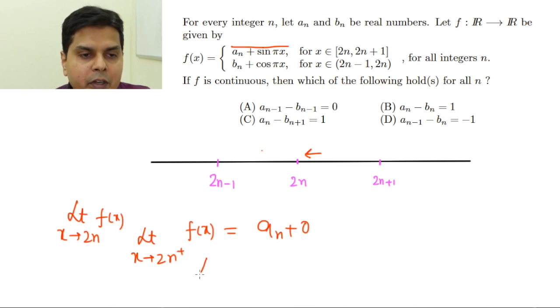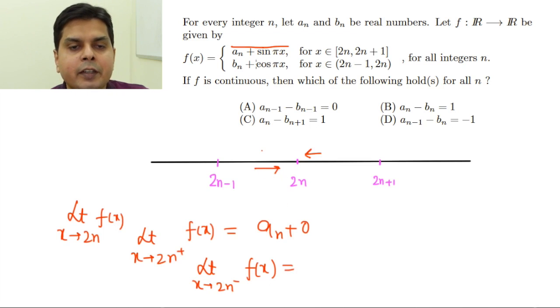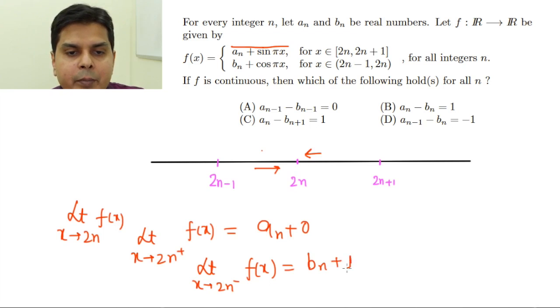Similarly, what will be the value of the limit as x approaches from the left side, that is x tends to 2n minus of f(x)? If I approach from the left side, I will have to use this one, bn plus cos pi x. What is bn plus cos 2n pi? It will become bn plus, and what is cos 2n pi? Cos 2n pi is 1. So this will be bn plus 1.